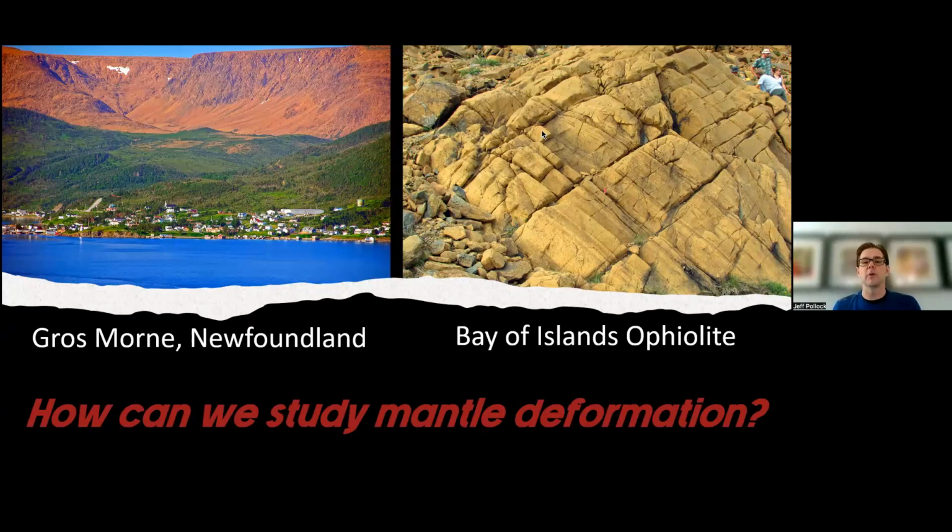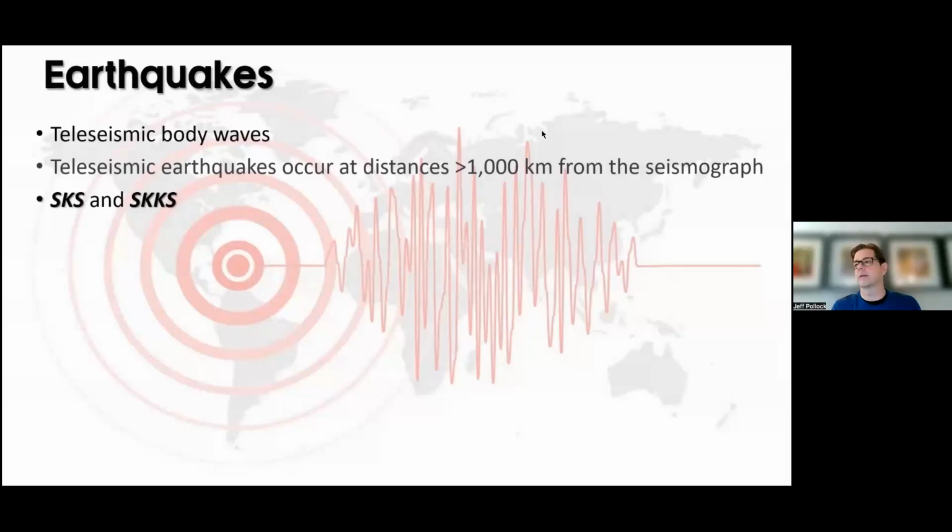And one way we look at this is we use earthquakes. And rather than just looking at surface waves, very specific body waves, teleseismic body waves, those waves that travel over 1,000 kilometers through the Earth. And there's two main types, SKS and SKKS.